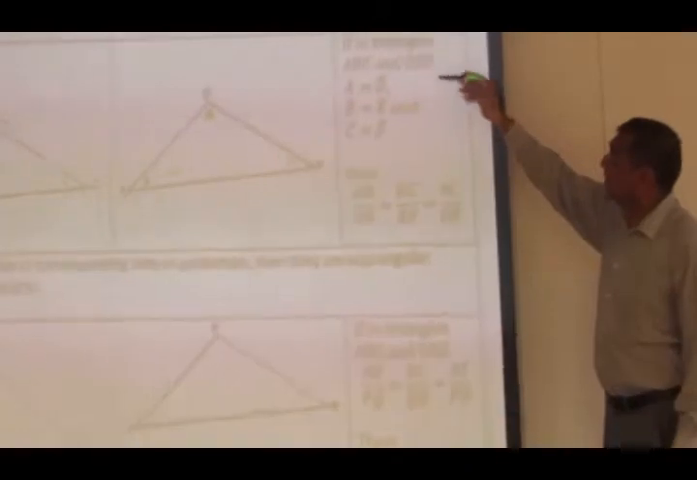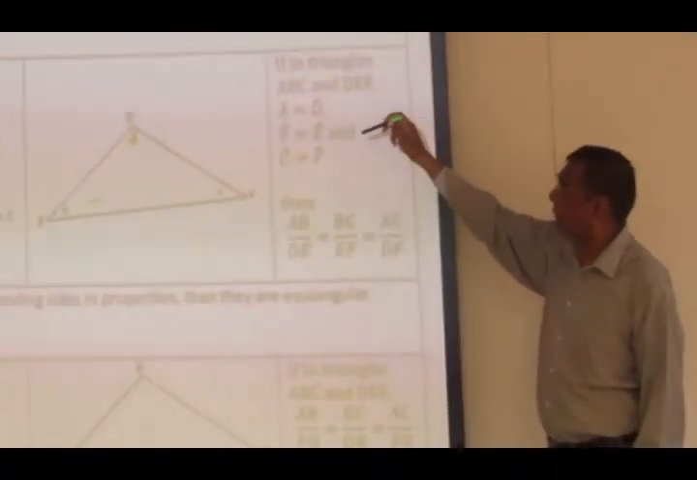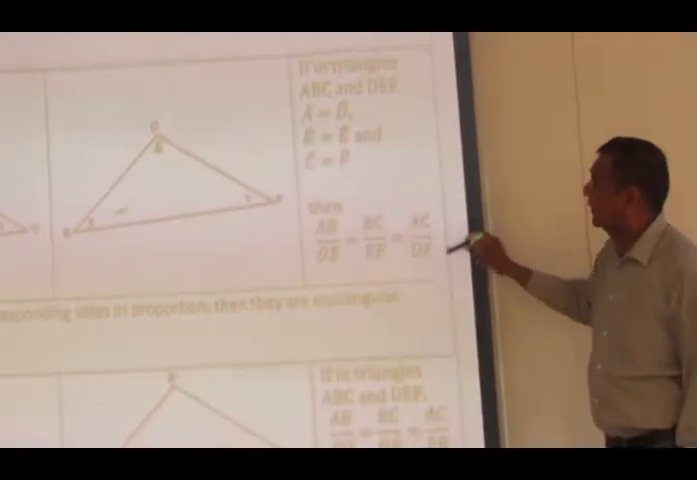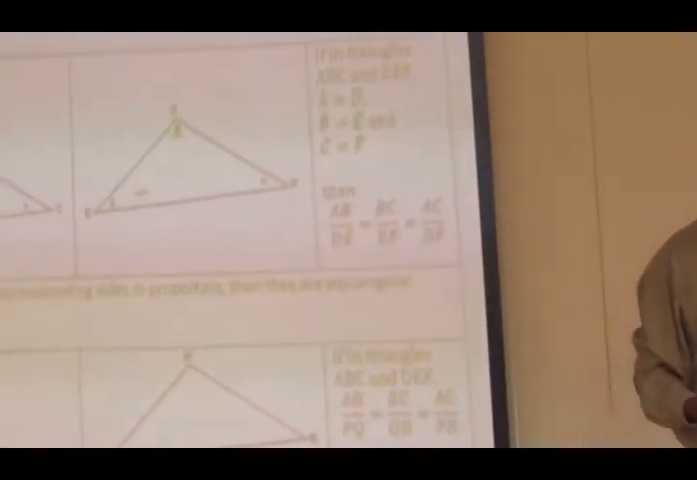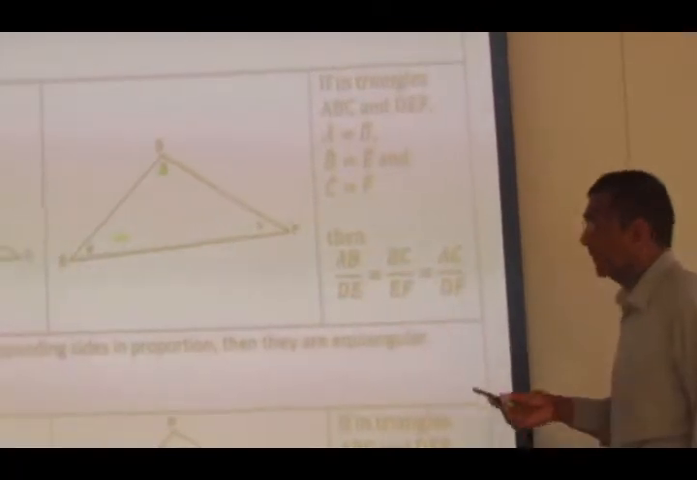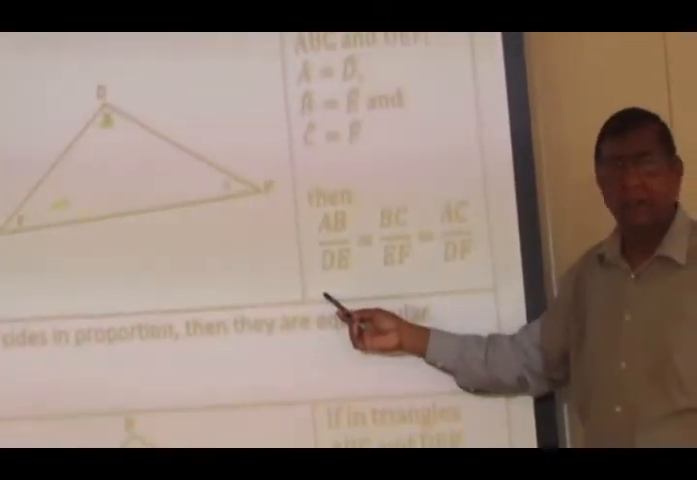If, that is the fact, in the triangles ABC and DEF you've got a situation where A is equal to D, B is equal to E, and C is equal to F, then you can conclude the statement here. And this is a marvelous statement. Why? Because it gives you equations. In fact, you've got three equations here. Where are your three equations? That is an equation, isn't it?